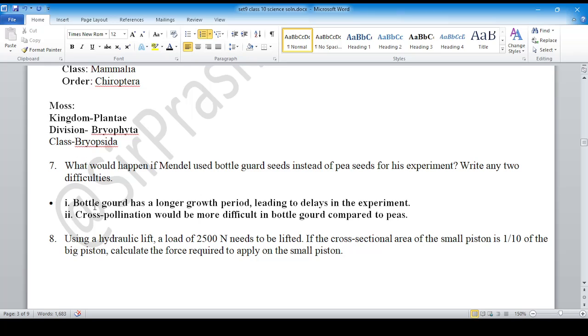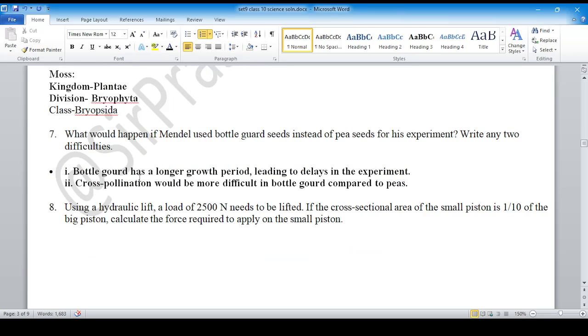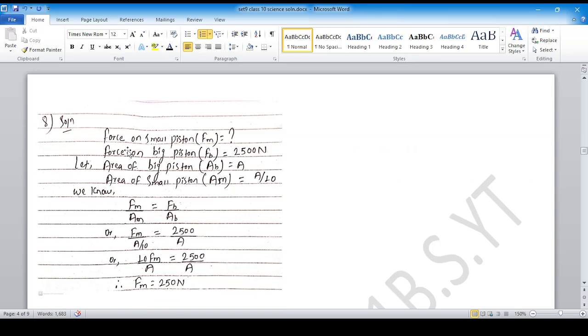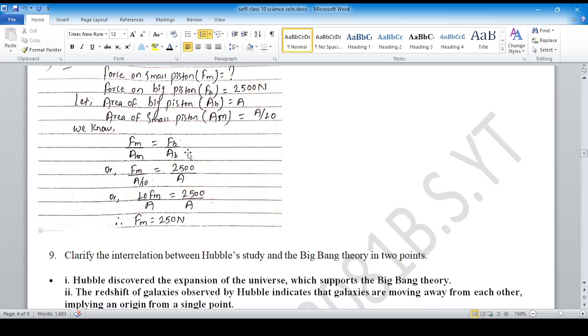Question number 7, you have the solution as it is. Question number 8, it needs calculation. You can go through the steps. This is a very simple calculation.